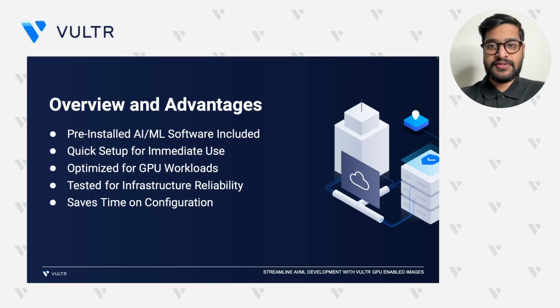Let's begin by discussing the key advantages of using Vultr GPU-enabled images for your AI/ML and HPC workloads. With Vultr, you get images that come with pre-installed software which is essential for AI/ML workloads, saving you the hassle of downloading and configuring it yourself. This allows you to focus on your work instead of spending time on initial installation and configuration.